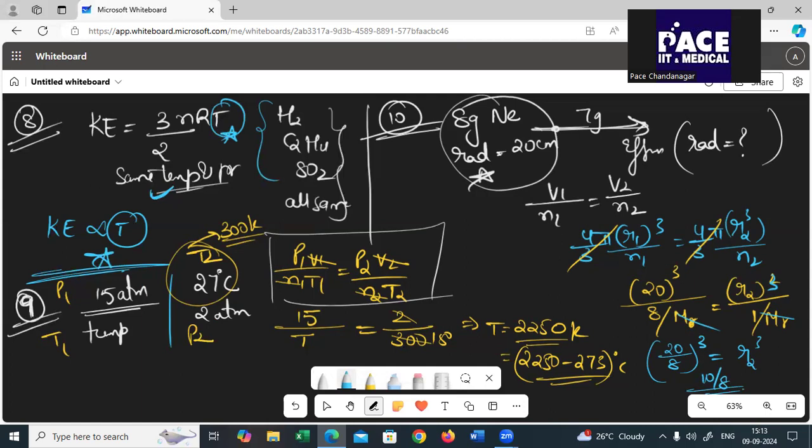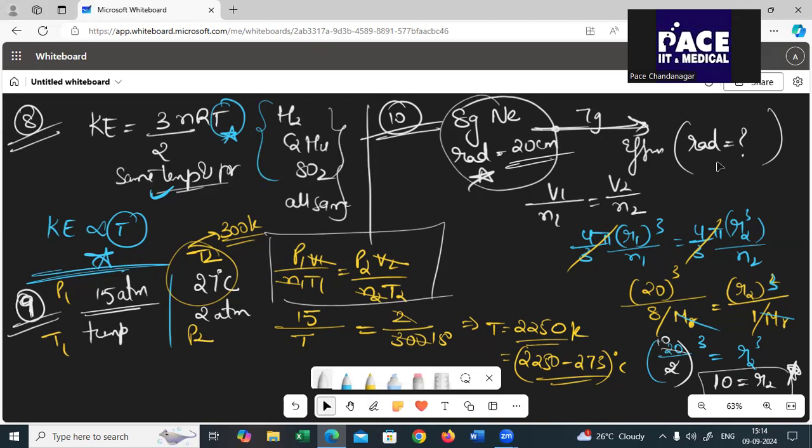One second. This is 20 by 2 the whole cube. No, I'm so sorry. 20 by 2 the whole cube, because 8 is 2 cube, right? So 20 by 2 the whole cube, which is 10 cube, is equal to R2 cube. So 10 is equal to R2. That is what we got. Radius is 10 now. Initially, it was 20 centimeters when 8 grams was there. Now it is 10 centimeters when 1 gram is there. So that is how we go.